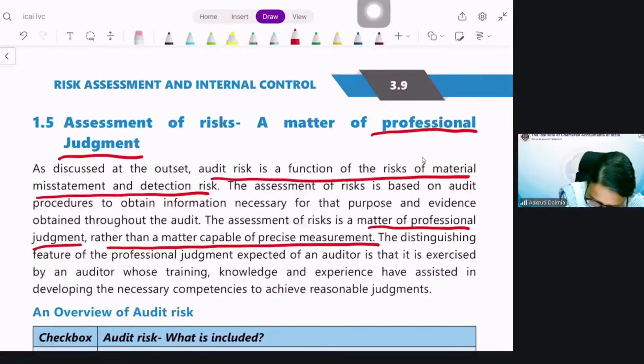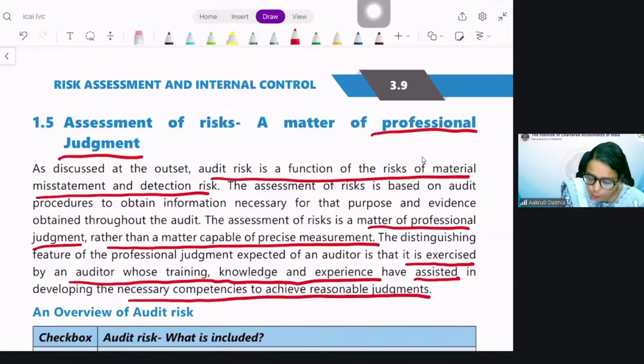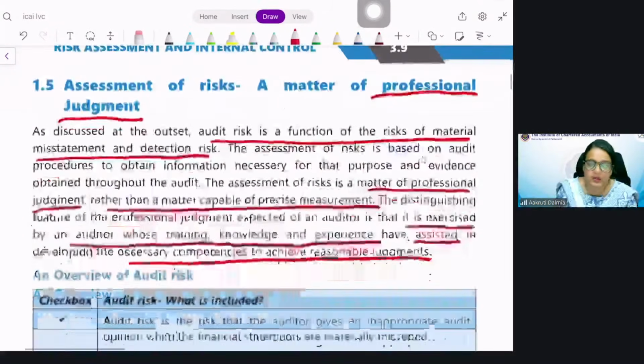The distinguishing feature of professional judgment expected of an auditor is that it is exercised by an auditor whose training, knowledge and experience have assisted in developing the necessary competence to achieve reasonable judgment. आपकी ट्रेनिंग, आपका नॉलेज एंड आपके एक्सपीरियंस, आप में कैपेबिलिटी डेवलप करना चाहिए कि आप जजमेंट ले सकें. Your training, your knowledge and your experience should develop the capacity and capability in you so that you are able to take judgments. Is that clear? So is this to learn? Is this to memorize or to just understand? It is to understand, okay? This is not a theory answer.